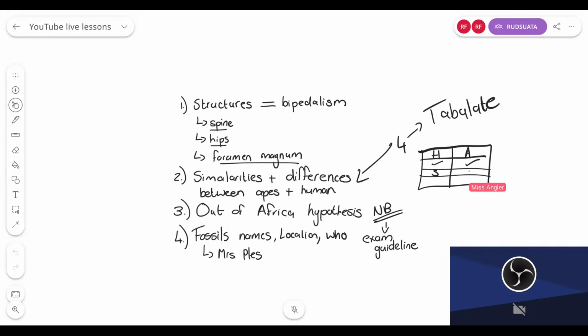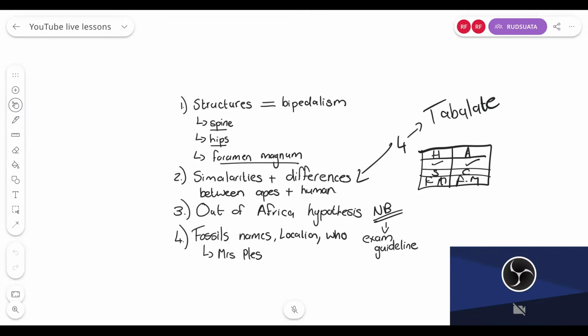S-shaped spine, C-shaped spine. What's another one? Let's think. You could do the foramen magnum is more central. Sorry, not central. The foramen magnum is more forward. The foramen magnum is more backward. Like you just need to know 3 comparisons, and that's all you need. The list is too long, and you don't need to know that.